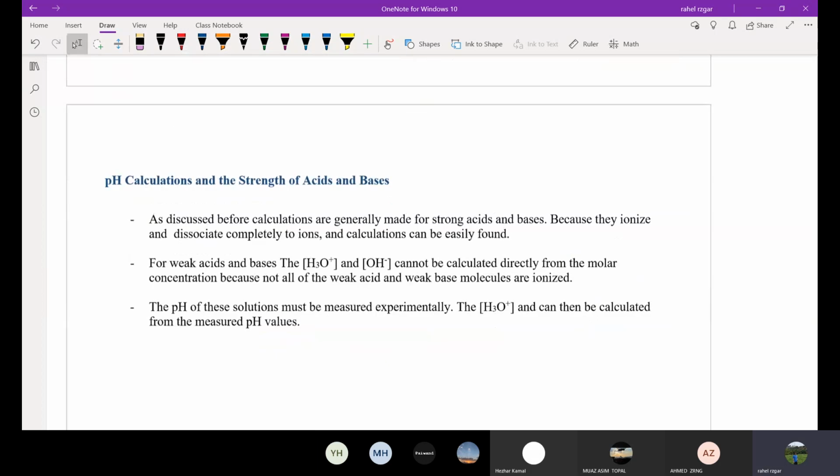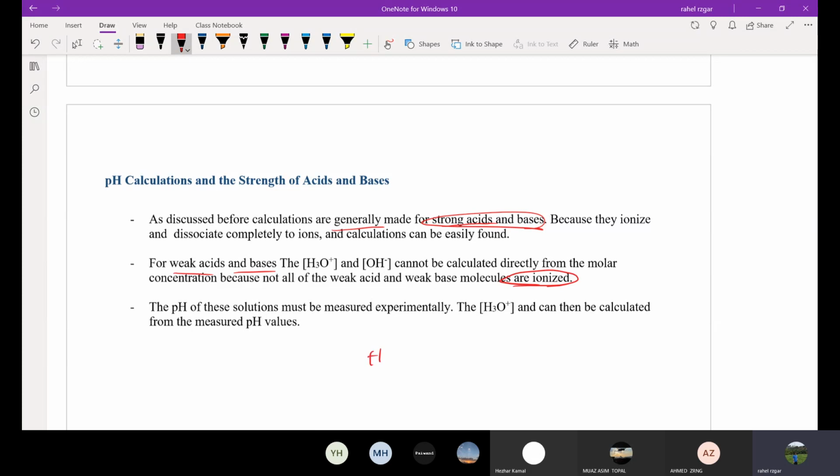It's just a review of the beginning of the section that we said. As discussed before, calculations are generally made for strong acids and strong bases. Why? Because they ionize and dissociate completely, so we can calculate them very easily. But for weak acids and bases, H3O and OH cannot be calculated directly from the molar concentration because not all of the weak acid and weak base molecules are ionized.